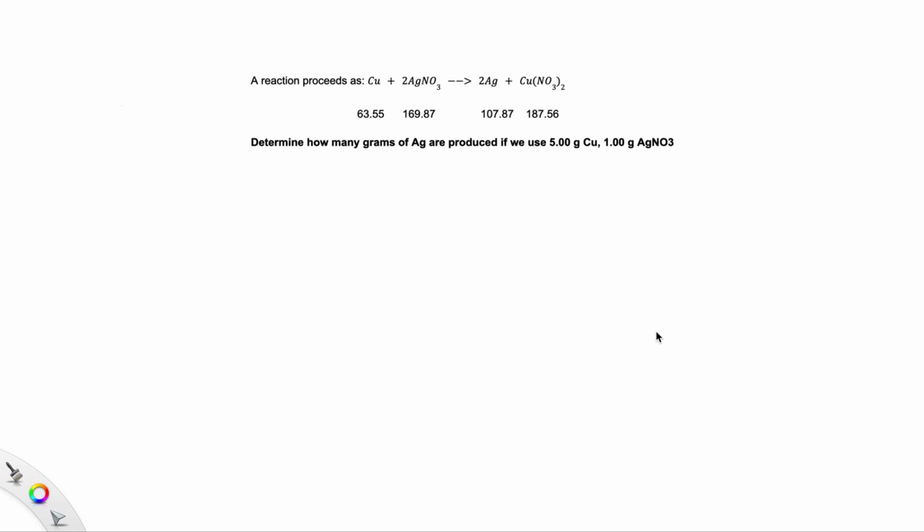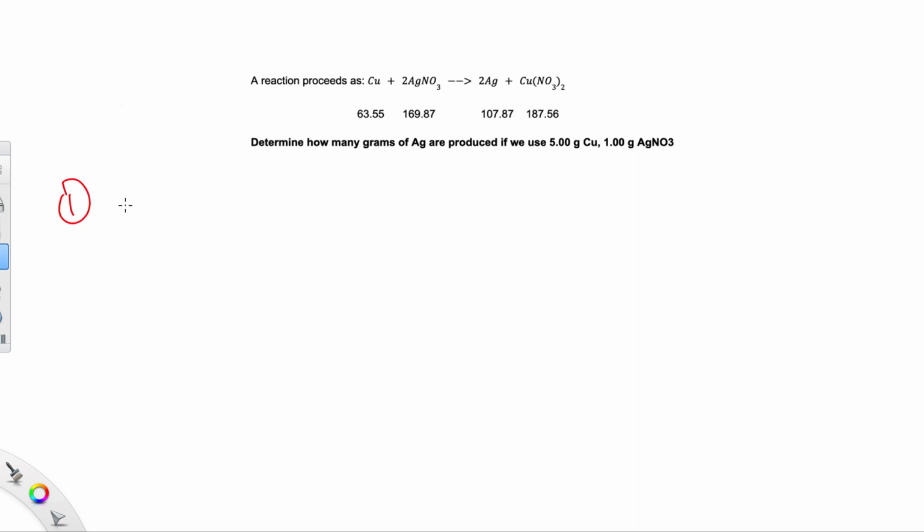Okay, hello. We will take a look at a stoichiometry problem. Stoichiometry seems to trip up a lot of chemistry students. So this is a nice limiting reagent problem. Determine how many grams of Ag are produced if we use 5 grams of copper and 1 gram of silver nitrate. So there are two ways to solve this.